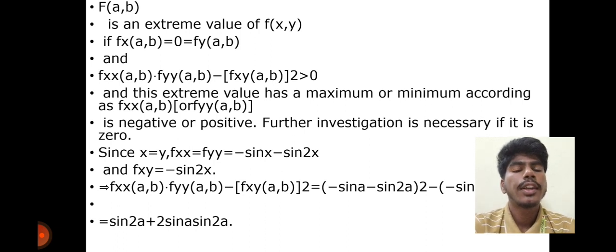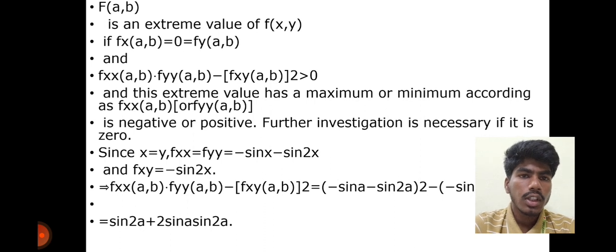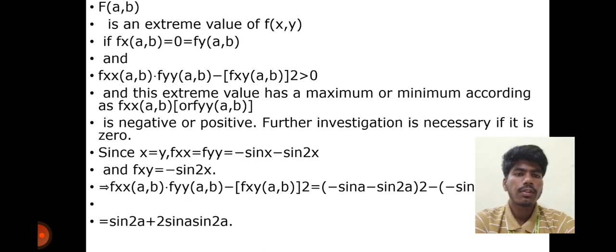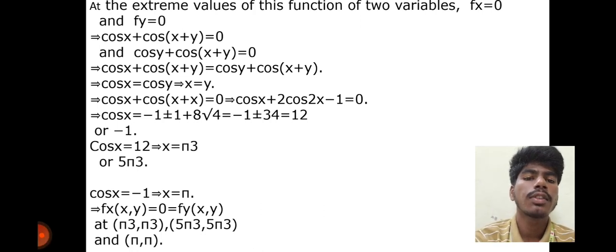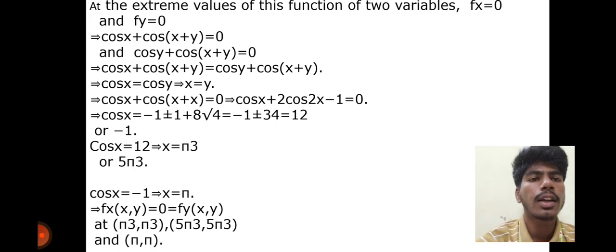Is negative or positive, further investigation is necessary if it is 0. Since x is equal to y, f double integration is equal to f double. If we take cos x is equal to -1 and x in the place of pi, f of x comma y is equal to 0, f of y with respect to y integration x comma y at pi by 3 comma pi by 3 and 5 pi by 3 comma pi by 3, and n are the points, stationary points.